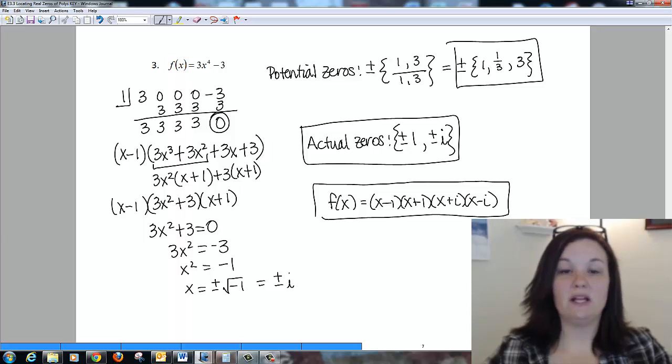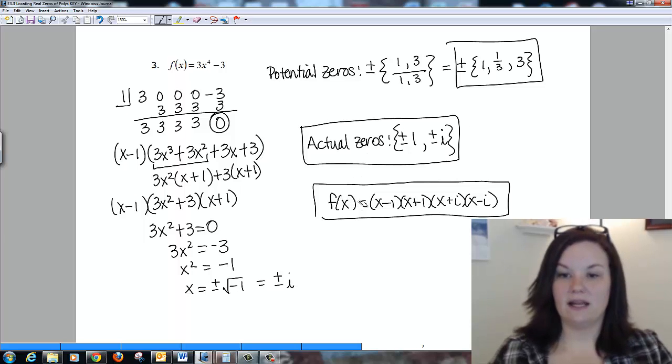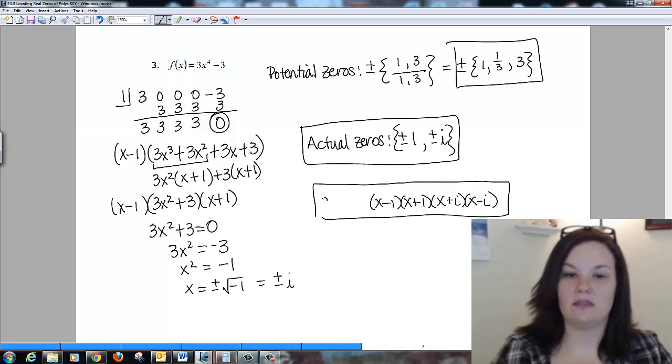So my zeros are plus and minus 1. And then when I solve 3x squared plus 3, I end up with plus or minus i. So my actual zeros are plus or minus 1 and plus or minus i. And my factored form is actually incorrect because I left off my 3. So I'm going to go ahead and say f of x is the same as 3 times this mess.